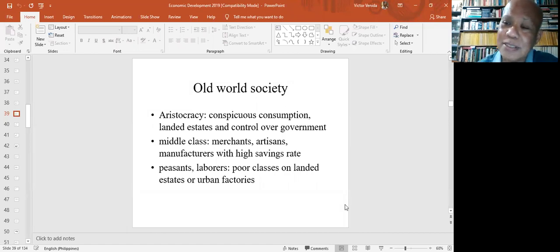Middle class in Europe is quite different from how we in the Philippines define middle class. We tend to define middle class the way the North Americans do, which is middle income households. Okay? Middle classes in Europe are not necessarily middle income.